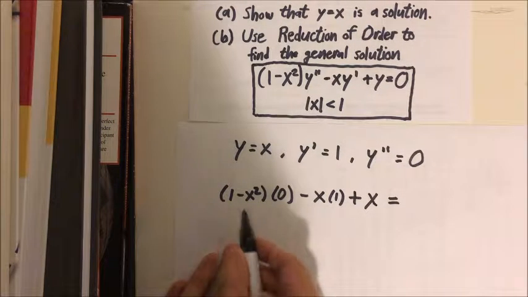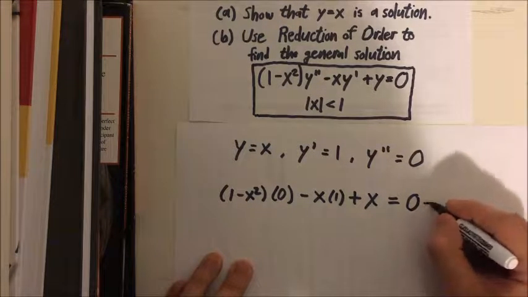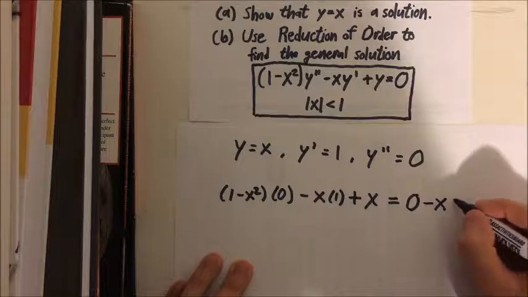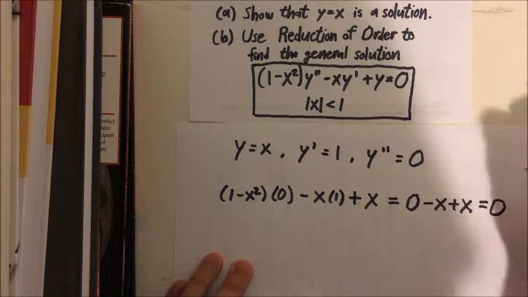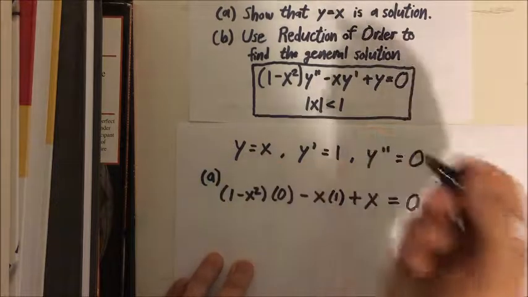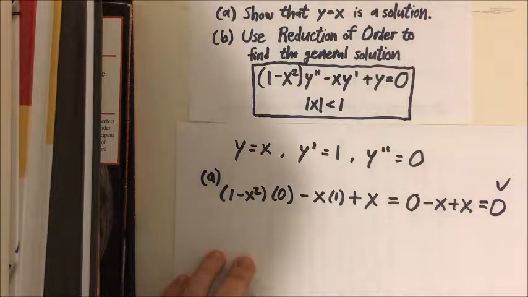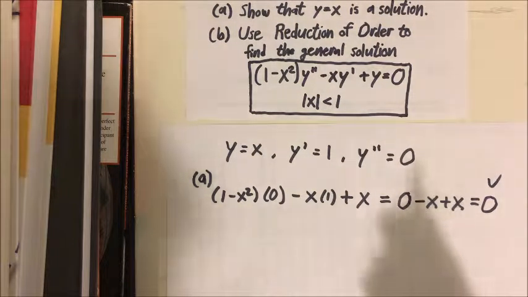Well, what happens? Multiply by 0 and we get 0. Multiply by 1 and we get just x, minus x, plus x. Everything cancels out and we get 0 as desired. So this is part A. We've shown that y of x is indeed a solution. And now, let's move on to reduction of order.